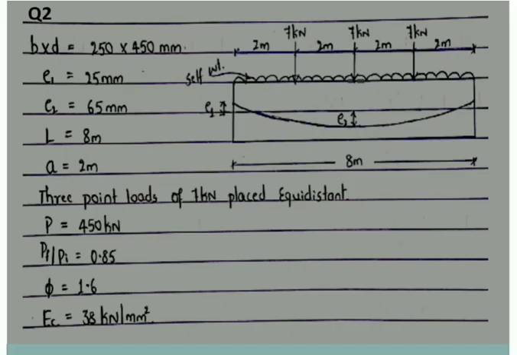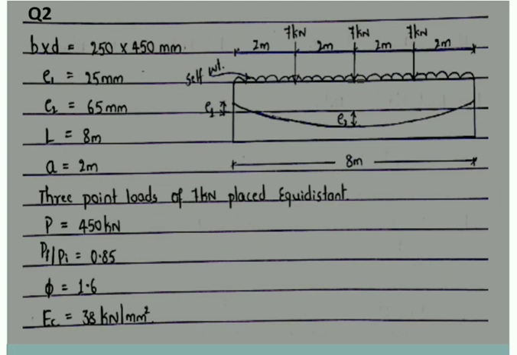Now let us discuss the second example for this lecture. The variation which I have taken in this example is, I have taken 3 point loads of 7 kilonewton each, spaced at 2 meter equally on the beam. Now this was a homework example during the regular series of lectures.